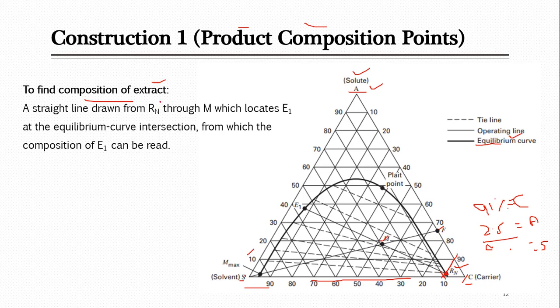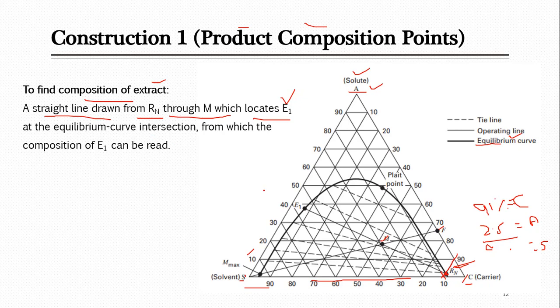By the way, where will the extract point be located? One thing is obvious: this extract point is located on the binodal curve, because it will be on the equilibrium line. To find its location, you have to draw a straight line from Rn, which you have just found, more or less at the corner. That line should pass through M, and when it passes through M, it will intersect the equilibrium line on the other end. That point will be your E1, the extract stream composition leaving from stage 1.